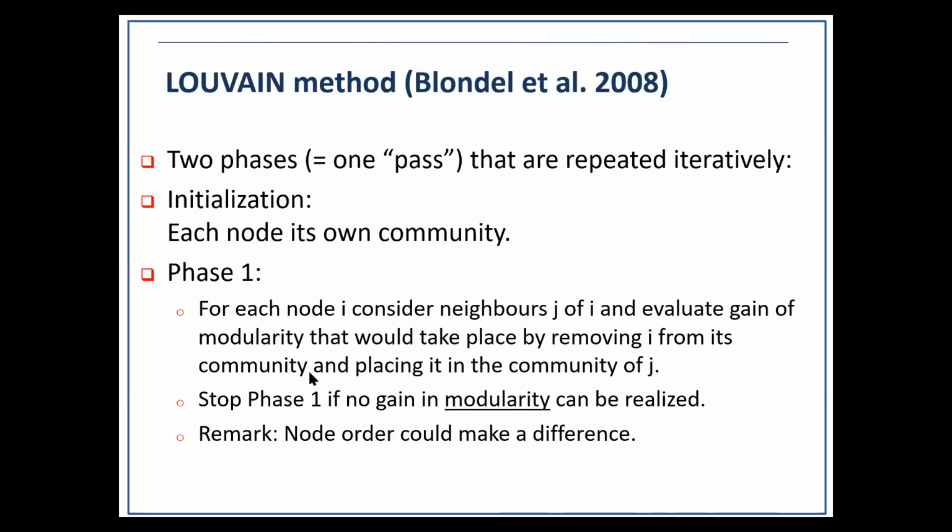So they say, if node I should be removed from its community and placed in the community of J. How? I'm not concerned about that. So they say in phase 1 how each node should be merged with other nodes. And they repeat that part until no gain in modularity can be realized. Okay, so that's phase 1.